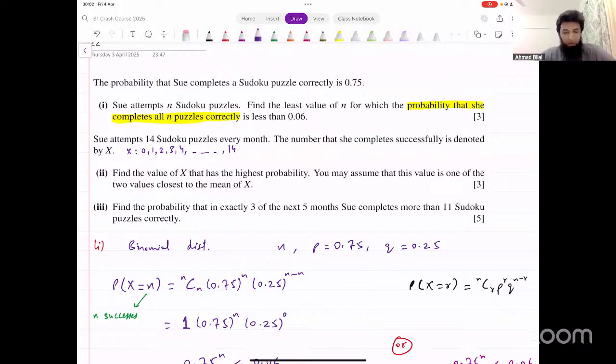So we were talking about 1 month earlier. In 1 month, she was attempting 14 puzzles. Now we're talking about 5 months, that in the next 5 months, what's the probability that in exactly 3 of them, she solves more than 11 puzzles correctly? Now, that's quite complicated, right? How do we think about this? So I'll give you 30 seconds to think about it while I answer this question.